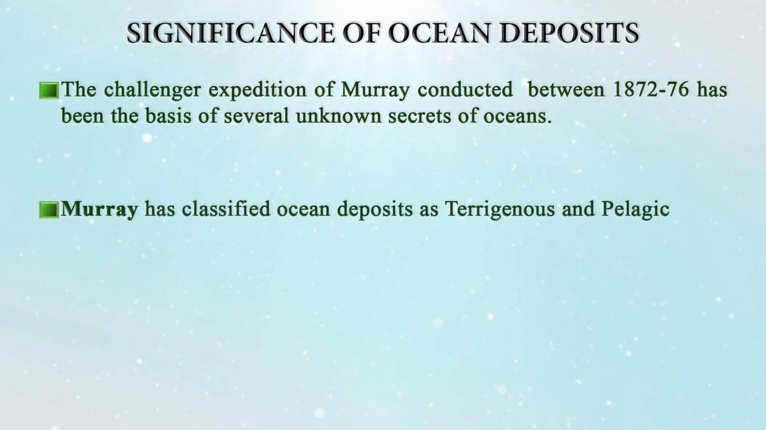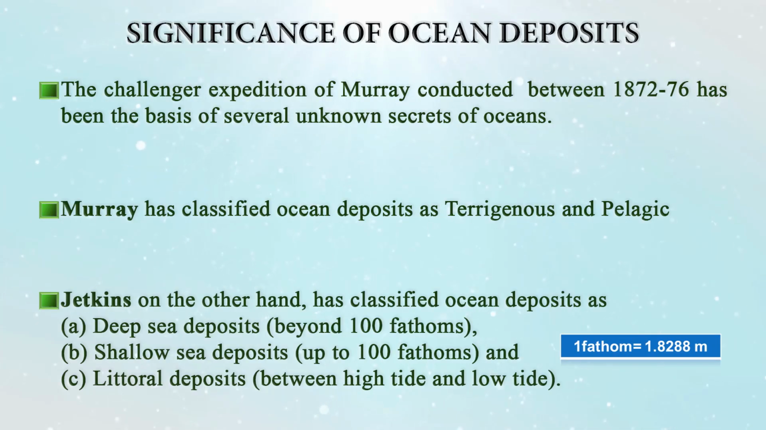So Murray has classified ocean deposits as terrigenous and pelagic. I will explain these terms later, just in this video program, when I explain the classification on the basis of location or area of occurrence. And then there was another oceanographer named Jenkins, who classified ocean deposits as deep sea deposits, which is beyond 100 fathoms, shallow sea deposits which is up to 100 fathoms, and littoral deposits which is between the high tide and the low tide.